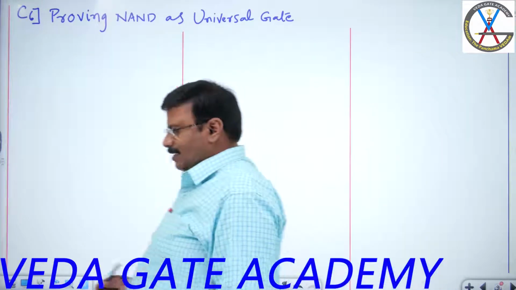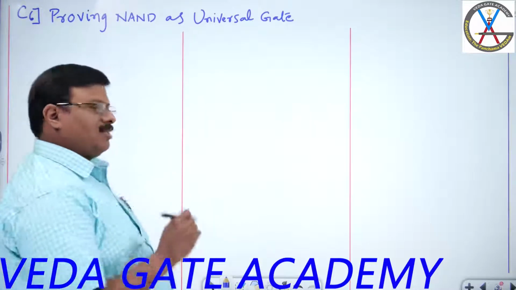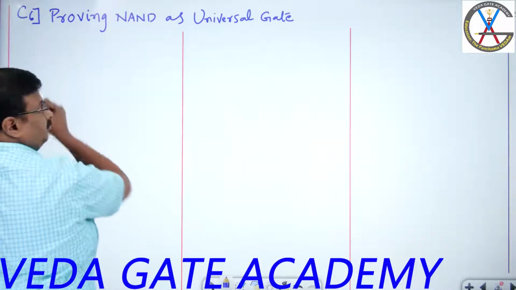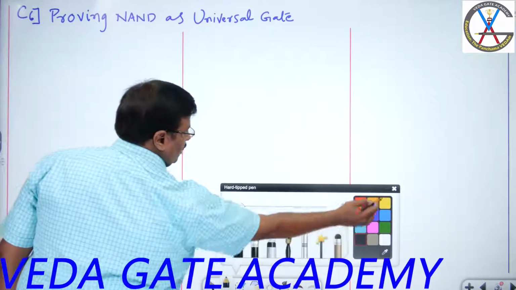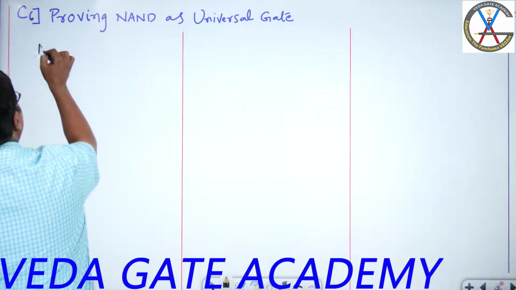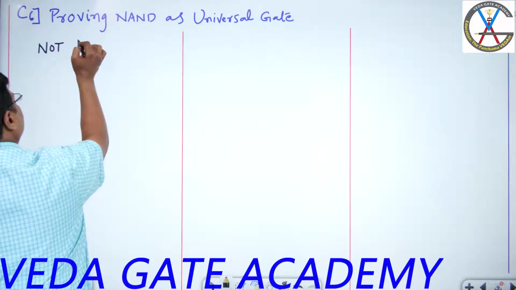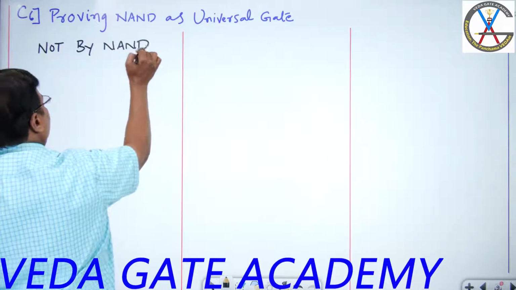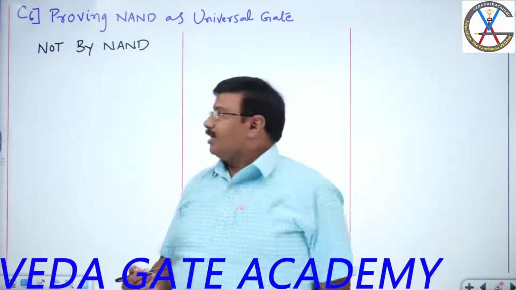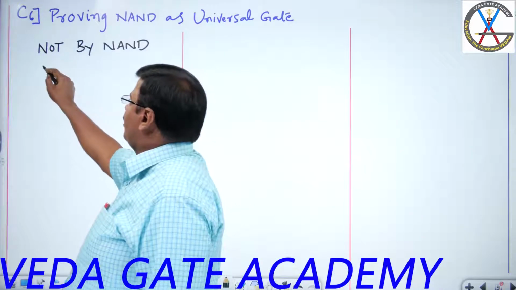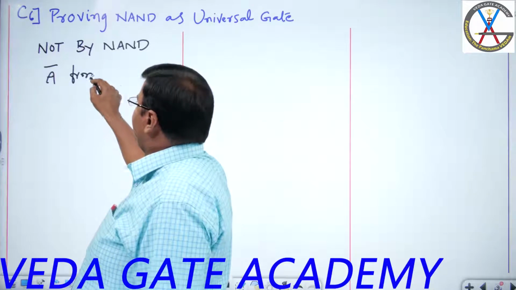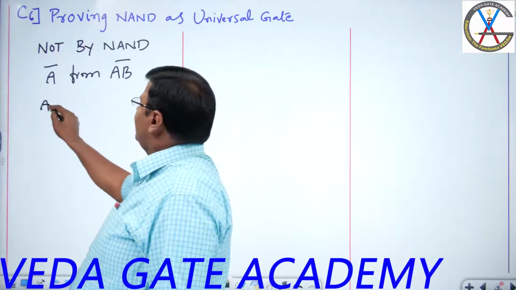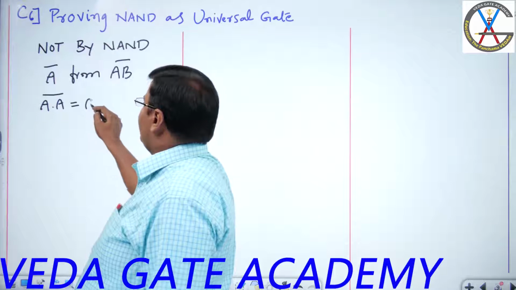Proving NAND as a universal gate by designing all other gates using only NAND, and only NOR. I'm starting here. I want to design NOT first, as the most basic. NOT by NAND. So what is the NOT equation? As we all know well, A bar. From where do we get it? The NAND expression is (AB) bar. Can I say A into A bar is equal to A bar?